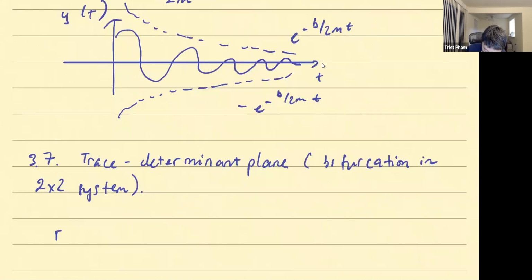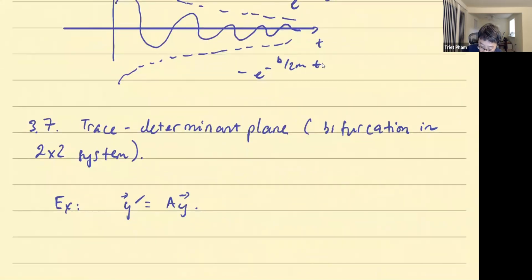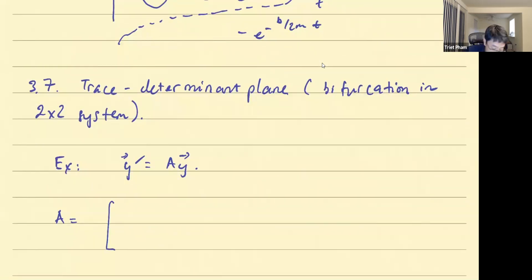So we always consider y prime equals Ay here. And here the matrix A, unlike the other cases we consider, depends on some parameter, an unknown, undetermined parameter.